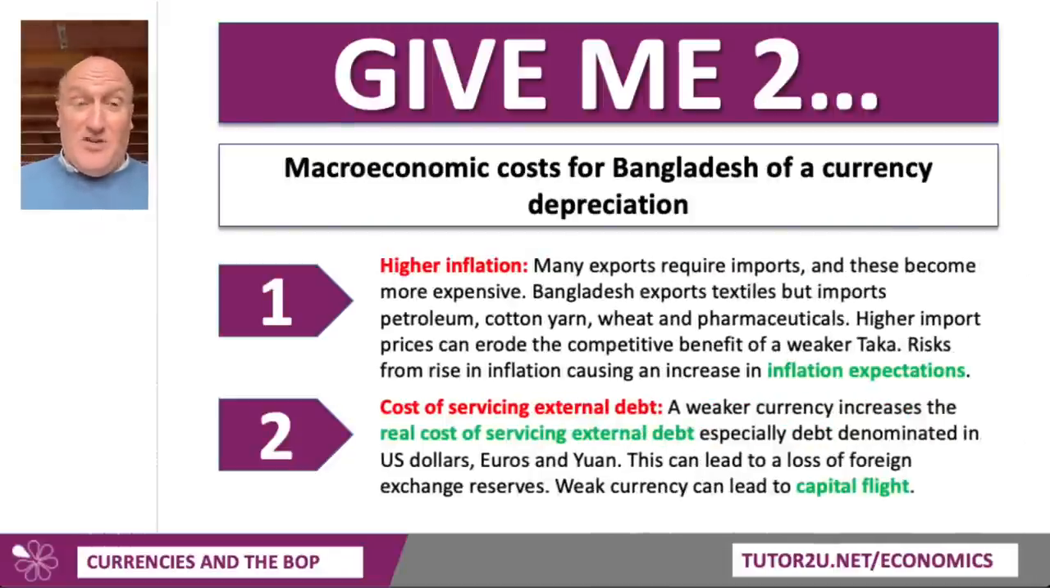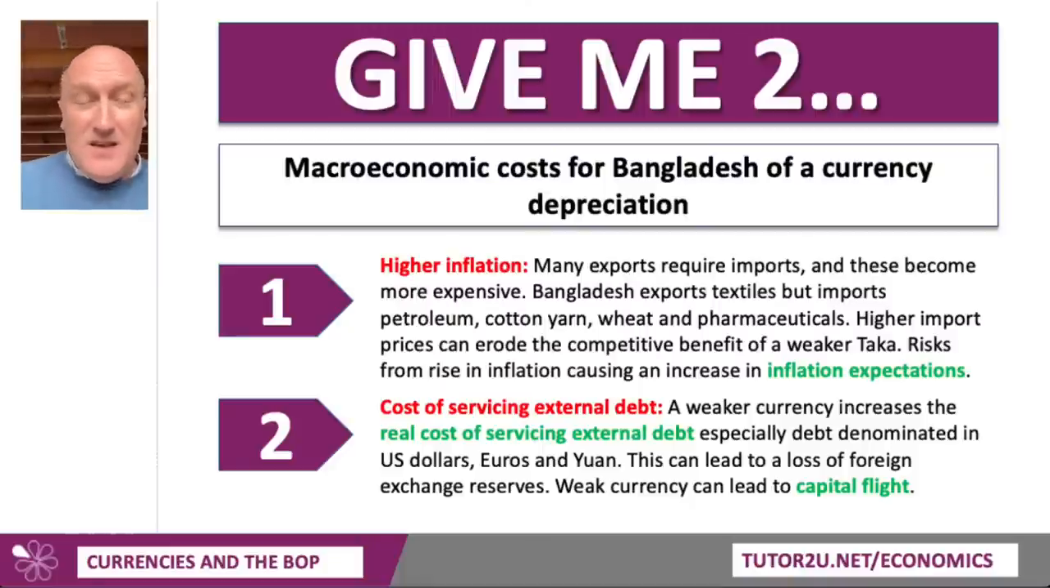First of all, higher inflation. And that's a lovely phrase, isn't it? Many exports require imports. In a globalized world, that's true. And imports become more expensive. So Bangladesh exports textiles. I'll show that in a second. But it imports petroleum, refined petroleum, cotton yarn. It imports wheat for its farm sector. It imports pharmaceuticals. So the higher import prices can actually offset the competitive gain from a weaker currency.